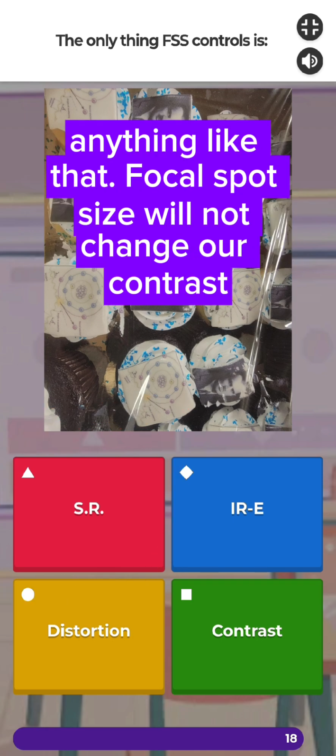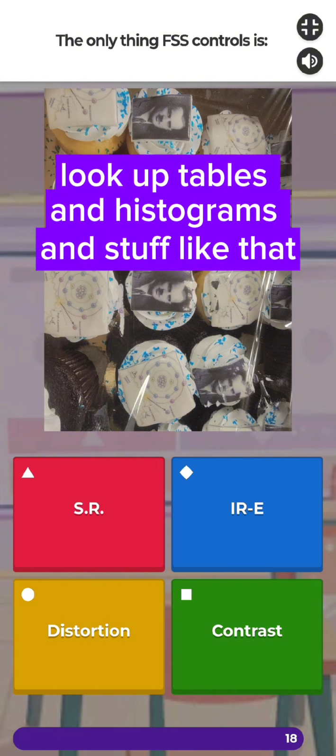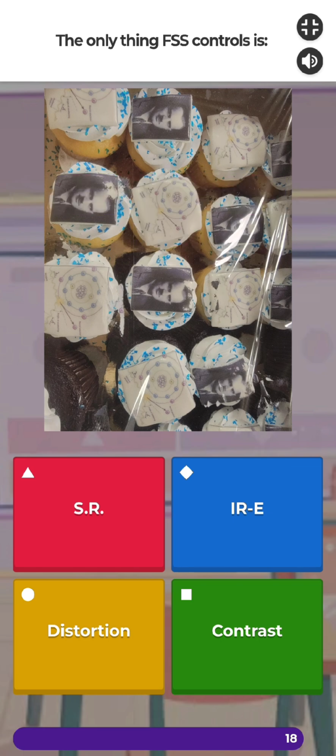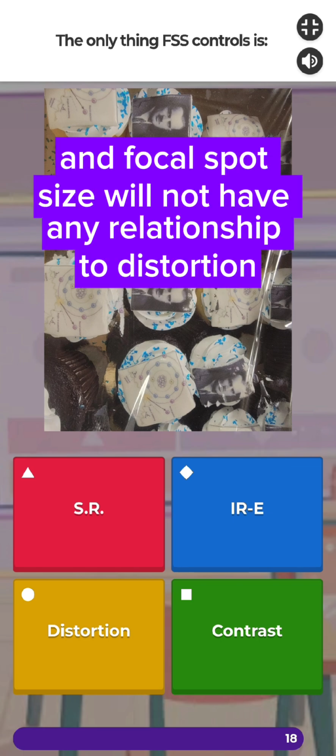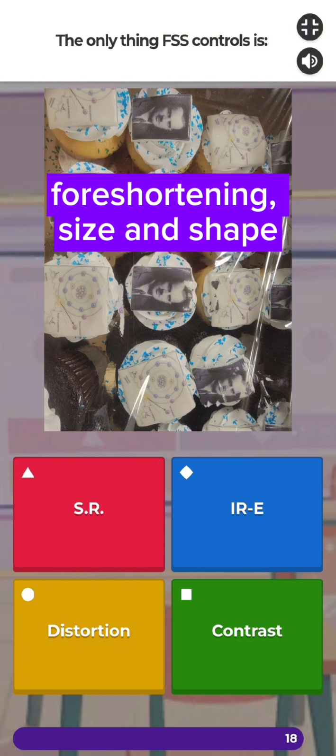numbers, anything like that. Focal spot size will not change our contrast. That's going to be more related to lookup tables and histograms and stuff like that. We'll talk about that. And focal spot size will not have any relationship to distortion. Remember, distortion, you should think elongation, foreshortening, size, and shape.